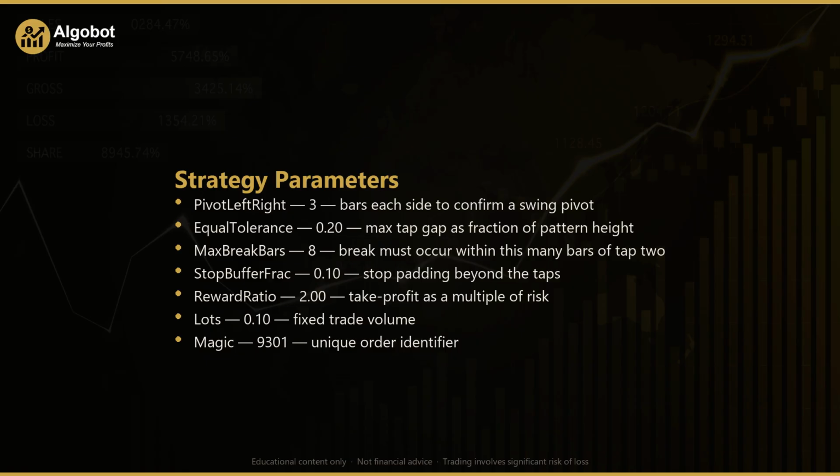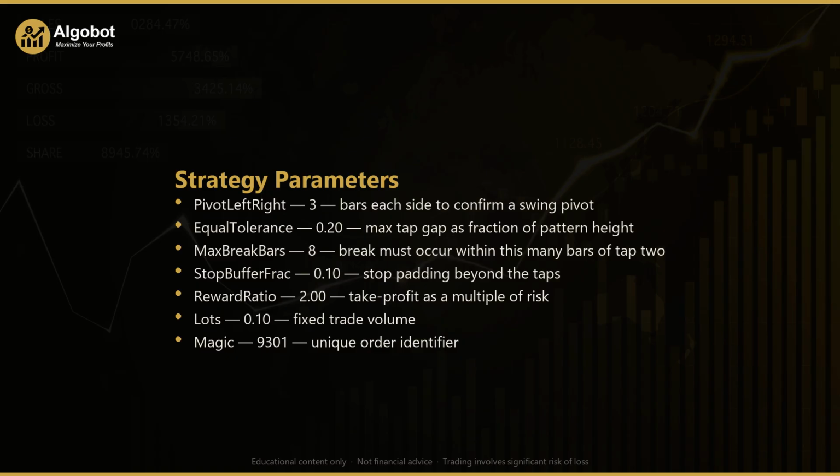Let's go through the settings you can adjust. The first is PivotLeftRight, defaulting to 3. This sets how many bars must sit on each side of a candle for it to count as a confirmed swing pivot. A higher value finds bigger, more significant swings, but fewer of them. A lower value reacts faster, but picks up more noise.